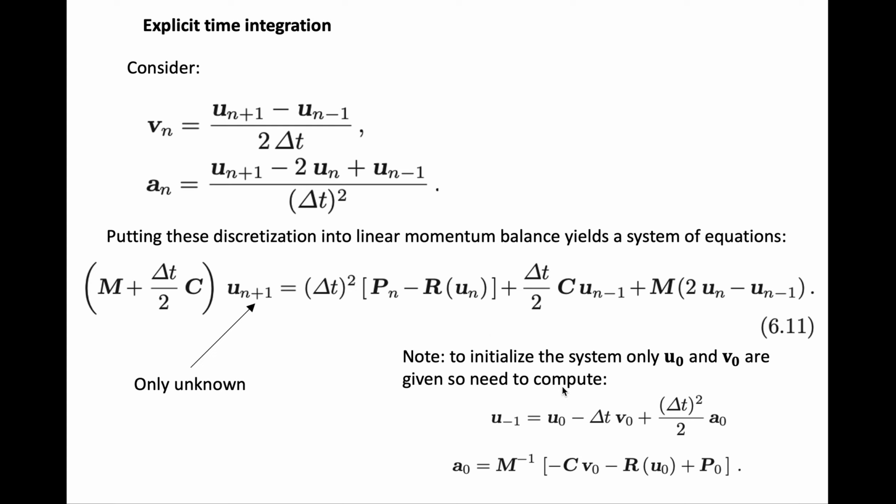In order to initialize this, you need to solve for the accelerations from time zero that satisfy the linear momentum balance, and with that you can approximate this u_{-1}. That's about it. So basically you are given u0 and v0. With u0 and v0, compute a0, compute u_{-1}, and that's all you need, because now you have u0 and u_{-1} and v0 and a0.